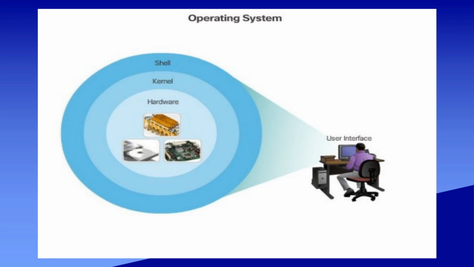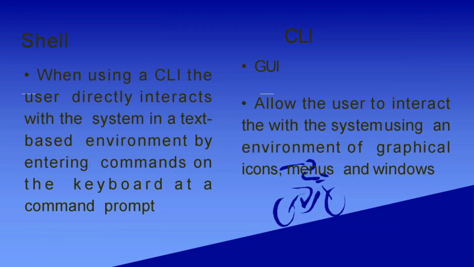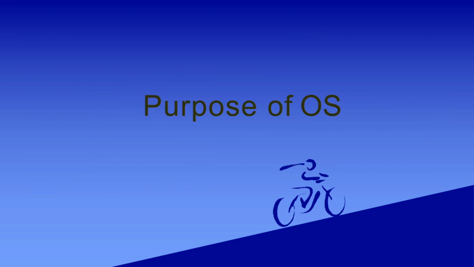For the operating system, there's the shell, kernel, and hardware. For the user interface, there's the shell. When using a CLI, the user directly interacts with the system in a text-based environment by entering commands on the keyboard at a command prompt. There's also the GUI, which allows the user to interact with the system using an environment of graphical icons, menus, and windows.